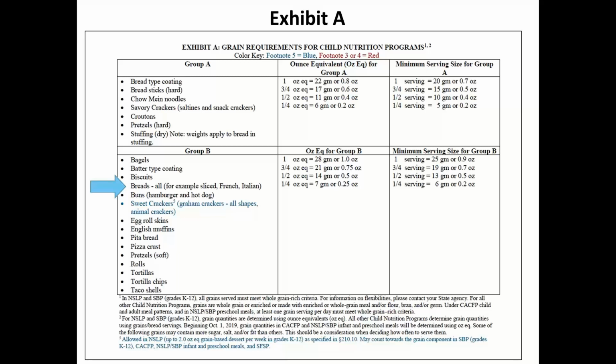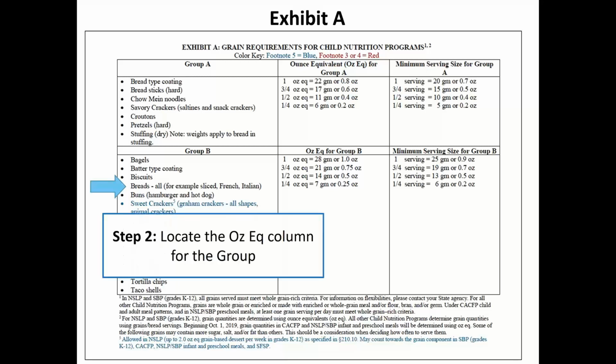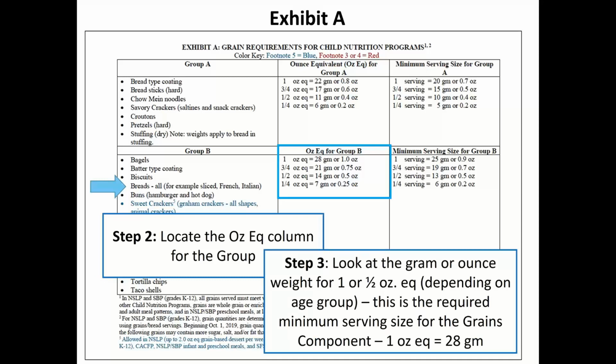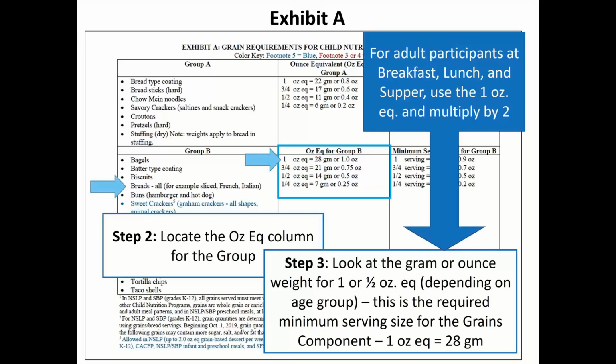Once you find a group, you will take a look at the ounce equivalent column for it. Here it is in the middle column. And then next, you're going to look at the gram or ounce weight for 1 or 1/2 ounce equivalent. So this depends on the age group that you're serving. And with Kyle, this is going to be the 1 ounce equivalent because he's 8 years old. So there we have it, 1 ounce equivalent. And that equals 28 grams. And one thing to note is that if you are serving adults, it doesn't list the 2-ounce portion sizes. So what you'll do is you'll just take the 1 ounce and multiply it by 2. Pretty easy.